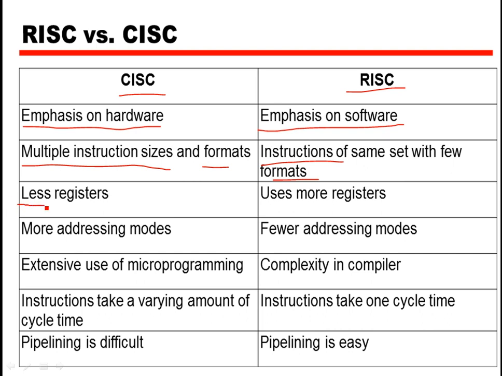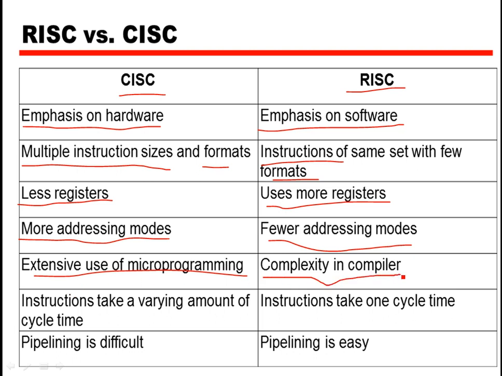And in the CISC, I already told you all the operations are performed within the memory, so of course we require a less number of registers. Here in RISC we require more registers because the operations are performed between the memory and registers. Here we require more addressing modes. Of course our format is varying, so addressing modes will vary. Here in RISC we require fewer addressing modes. Here there is extensive use of microprogramming. Of course the complex instruction set is available, that's why we require microprogramming. Here there is complexity in the compiler.